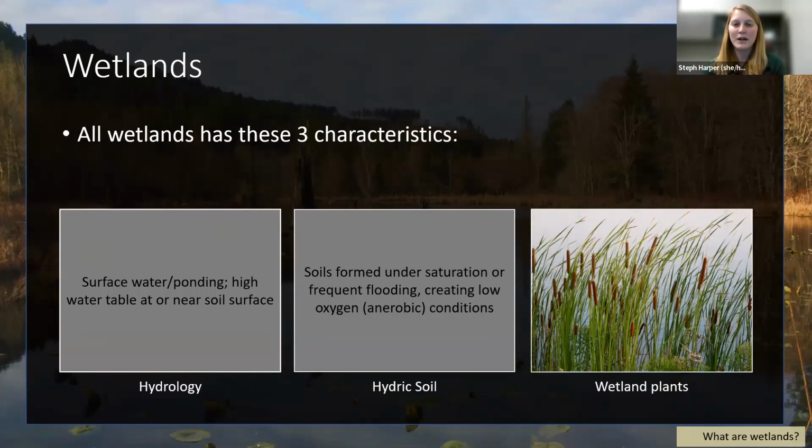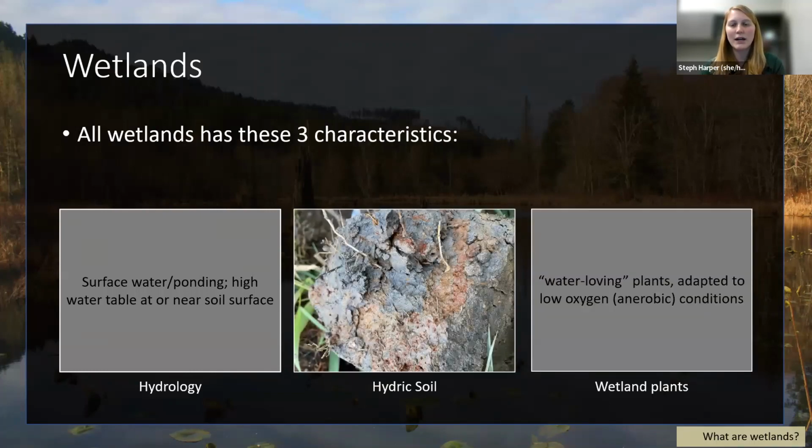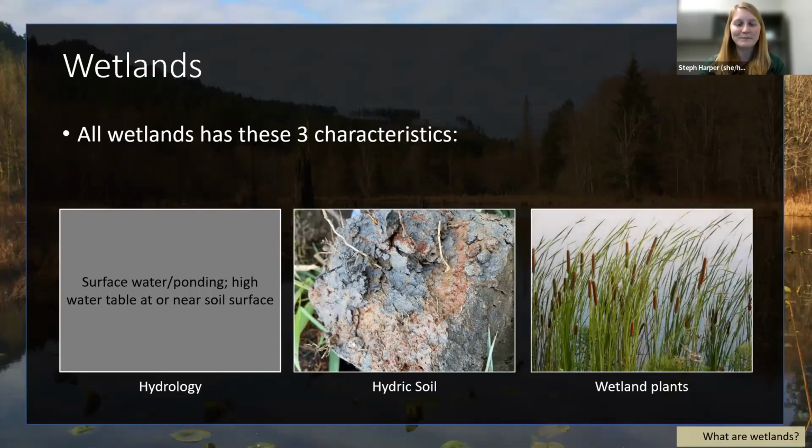And of course, our wetland plants, again, they are adapted to our low oxygen, anaerobic conditions. They are water loving. They're not afraid to get their feet wet and be in the water. I use the iconic picture here of cattails because a lot of times when we see cattails, they're very indicative of these wetland ecosystems.